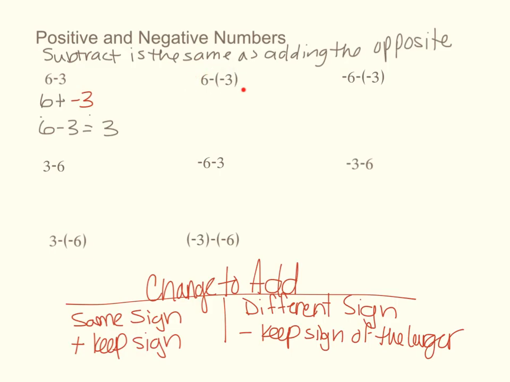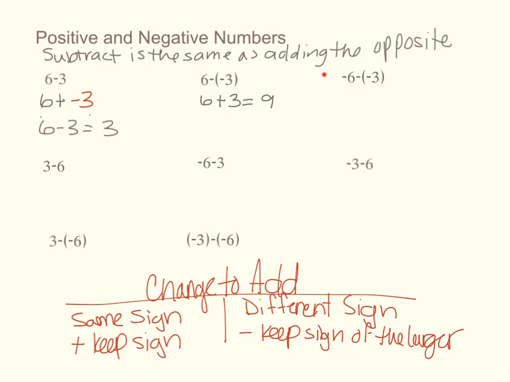Let's look at this one. Remember, subtraction is the same as adding the opposite. We're going to add the opposite here. So we're changing it to 6 plus. This is a negative 3, so it's a positive 3. Easy to add. Same sign. 6 plus 3 is 9. Same sign. Easy. All right, let's look at this next one.